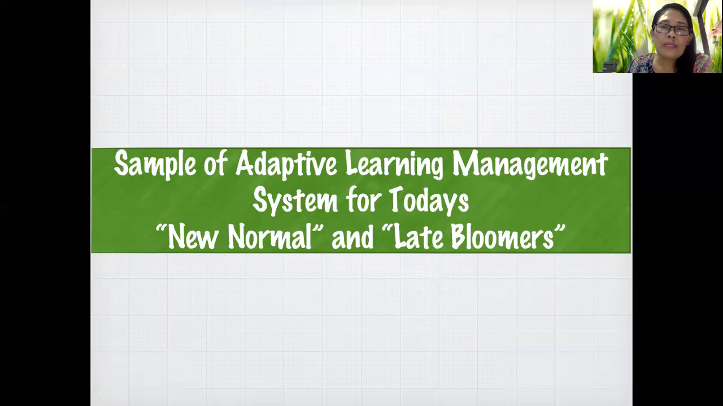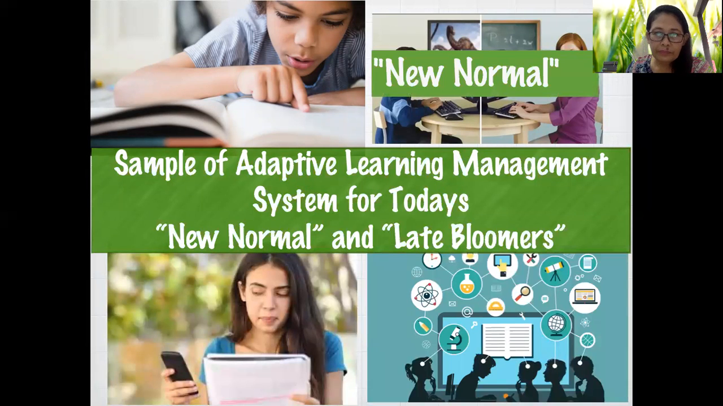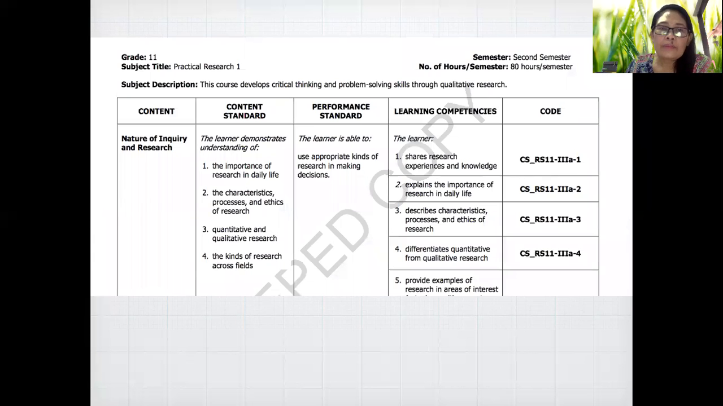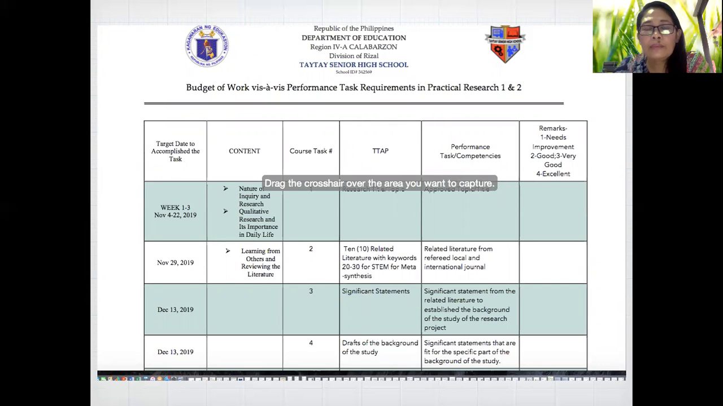Okay. The sample of adaptive learning management system for today's new normal and the late bloomers. The new normal nowadays is when we use digital or blended classroom, from face-to-face to asynchronous or synchronous classroom. So this is my sample on how to make an adaptive learning management system. First, you look for your curriculum guide, which has the standards from the standard curriculum. You make a budget of work, and then assign performance tasks in each competency.